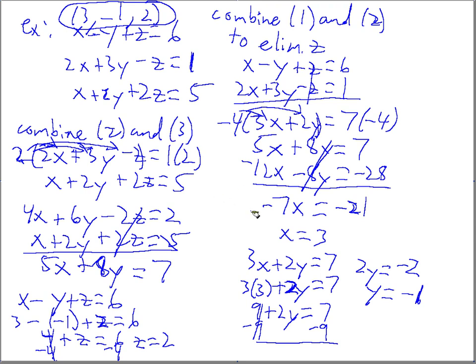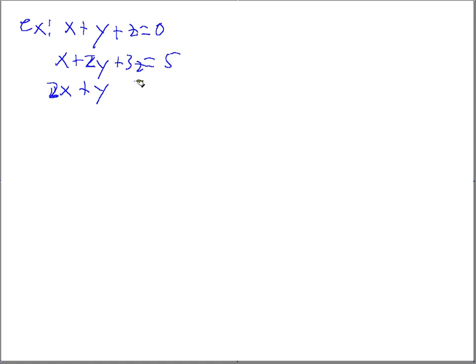Let's try another one to give you a better feel for this concept. Let me clear out the screen here. Let's take a look at one more 3 by 3 system. So x plus y plus z equal to 0, my first equation. Second equation, x plus 2y plus 3z equal to 5. And third equation is going to be 2x plus y plus 2z equal to 3.